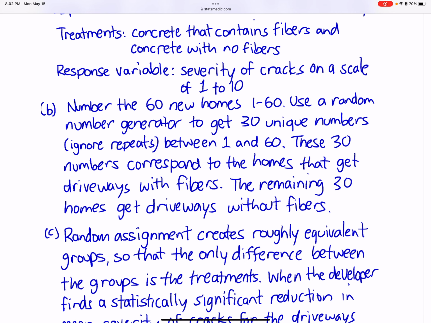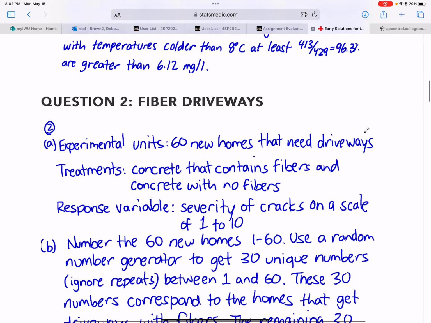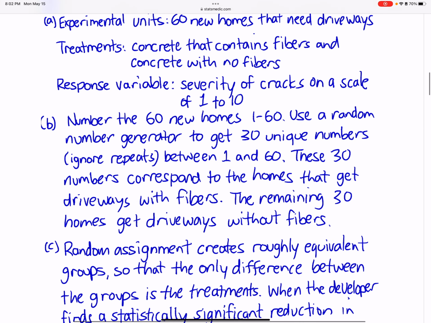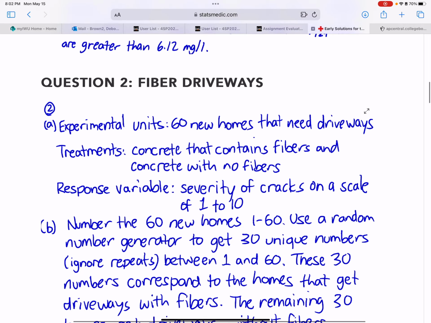The third thing is you need to make sure, because the problem originally did ask you to get 30 unique numbers, 30 in 2 groups, that you need to make sure that those processes end up with 30 groups in each one. For instance, if you rolled a dice, if you flipped a coin 60 times, you're not necessarily going to get 30 and 30. So you need to make sure whatever your method is that it does come up with 30 driveways in each one.